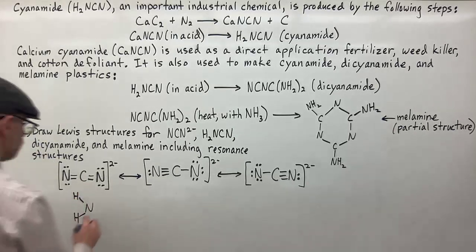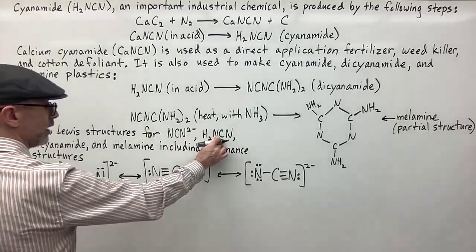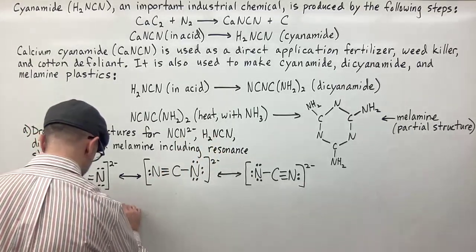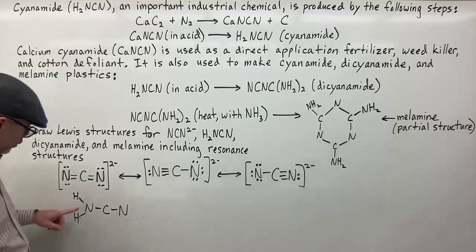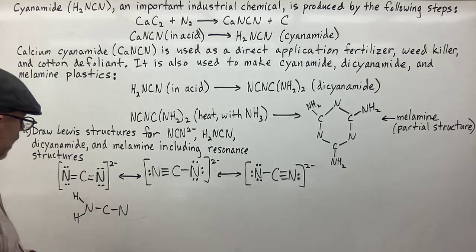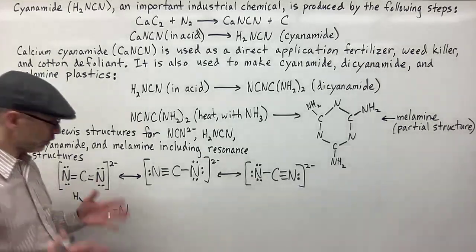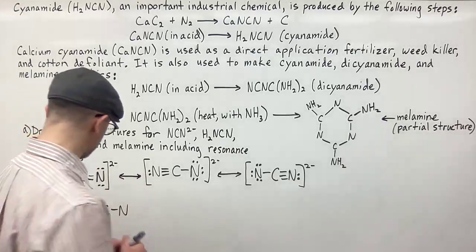Like so. Then we have the carbon, and then we have the other nitrogen. So that's 1, 2, 3, 4, 5, 6, 7, 8. Now we're going to give lone pairs to the outer atoms. So I have 16 total. I used 8, so I have 8 more.